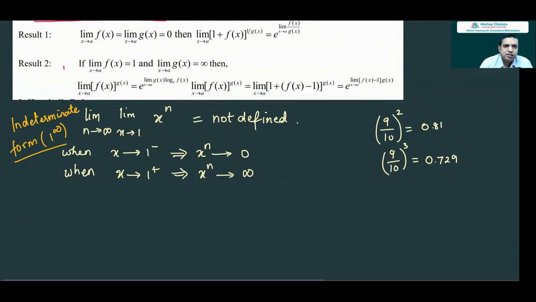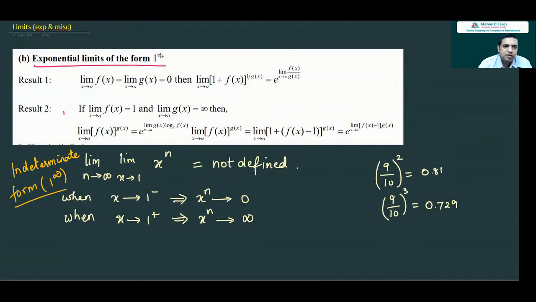Having said this, now look at this particular limit, the first one. Limit f of x as x tends to a is equal to limit g of x as x tends to a is equal to 0. So f and g are two functions, both of which are tending to 0 as x approaches a. Then what happens to this limit? Limit as x tends to a of 1 plus f of x, whole to the power 1 upon g of x. So it is 1 plus 0 to the power 1 by 0.